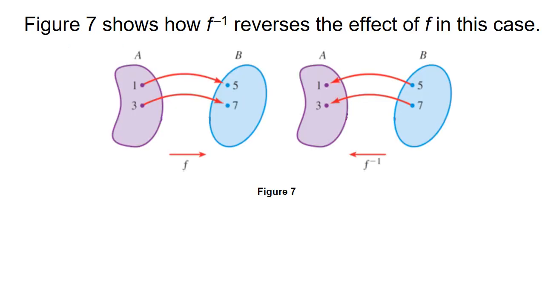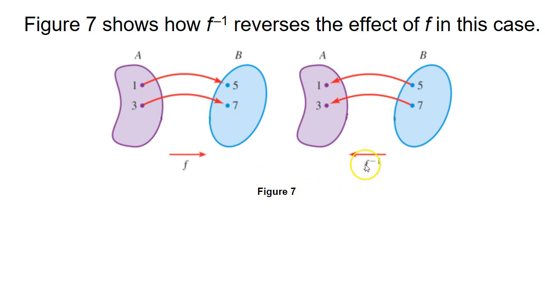Figure 7 shows how f inverse reverses the effect of f in this case. Notice that the function f has domain A and range B. 1 and 3 are in the domain, and 5 and 7 are in the range. And the function f maps 1 from the domain to 5 in the range, and it maps 3 in the domain to 7 in the range.